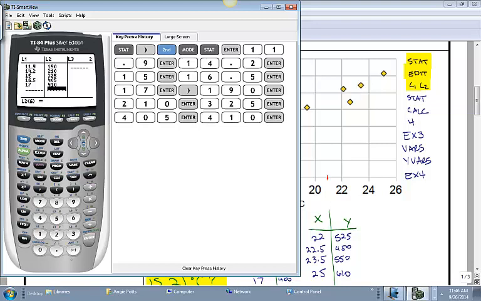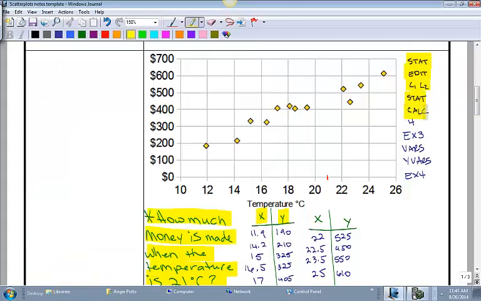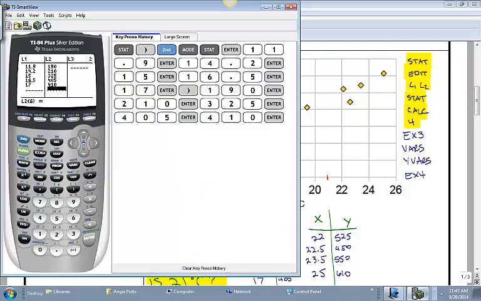Okay, I only went to 17. Again, if this was you doing this on your paper or on a test, you would have to enter all of them. I'm just trying to save us a little time. So I did stat edit L1 and L2. Now I'm supposed to hit stat calc 4 to move on to the next part.